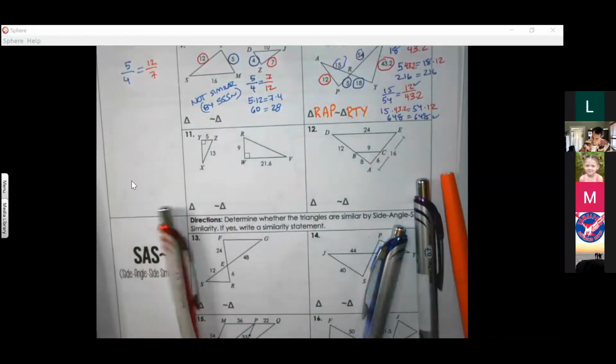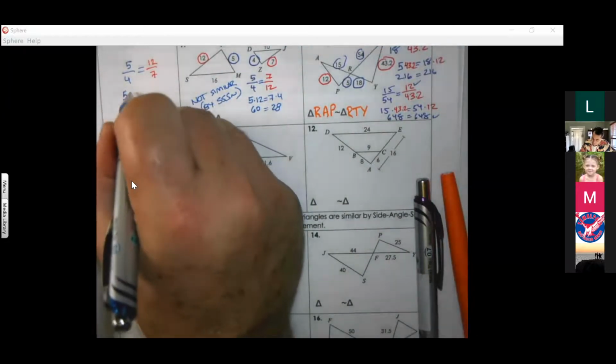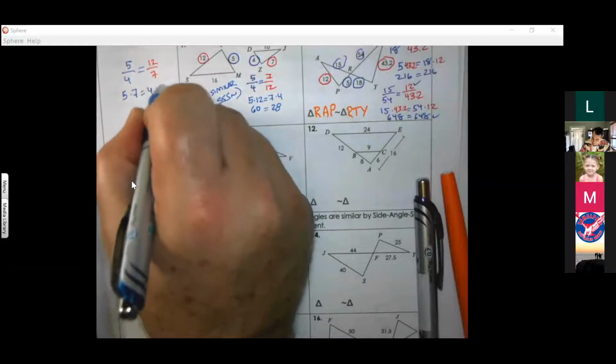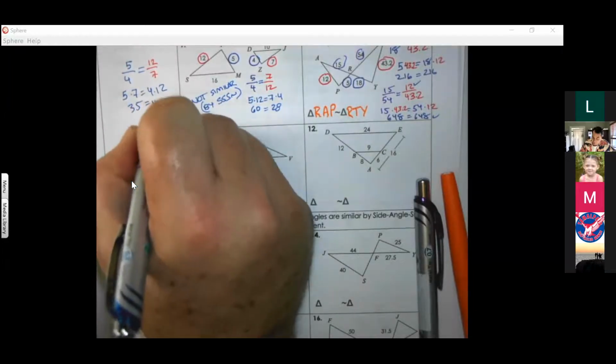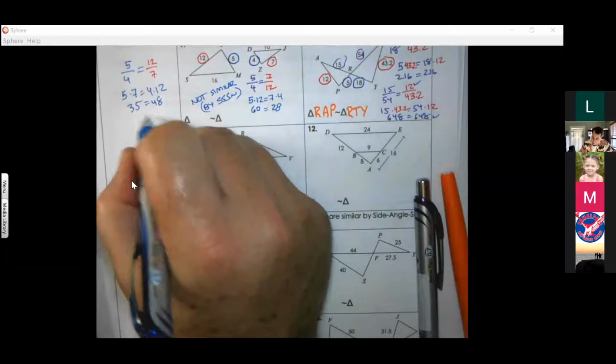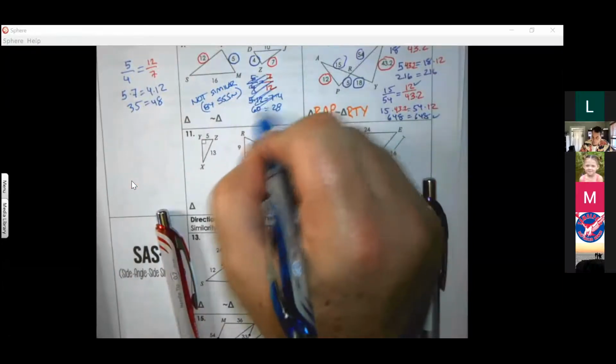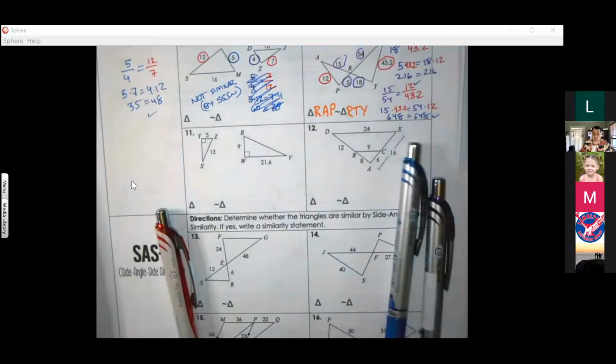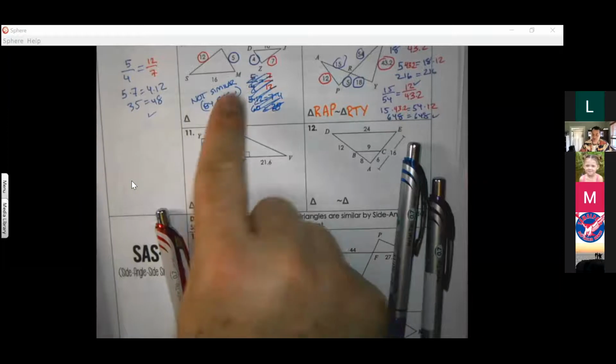And so then when I cross multiply, I'm going to get 5 times 7 equals 4 times 12. 35 equals 48. So the result is the same, but this is not a valid way to do it. This is the way to do it. Thank you very much. Appreciate you correcting me. Okay, any questions on these?